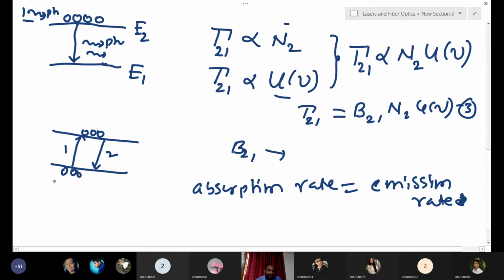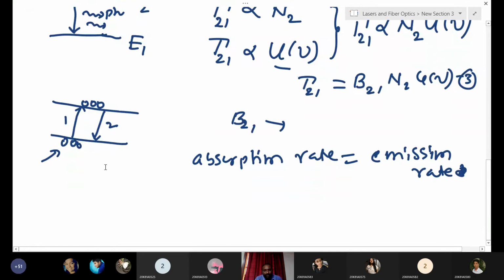This is under equilibrium condition. Suppose you are continuously giving some energy, then they are not equal. But when there is thermal equilibrium, the absorption rate must be equal to the emission rate. So what is the absorption rate? What is equation one? Did you remember? B12 N1 U of nu. Yes, very good.